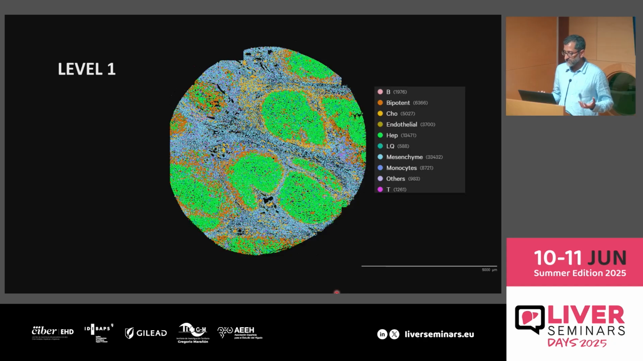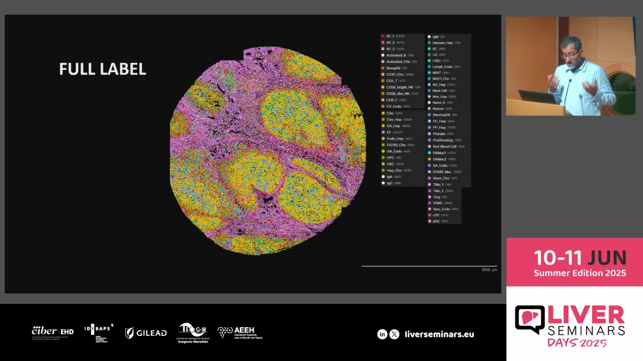So this is this level 1 annotation. Very top level, what we can find is the hepatocytes in the nodules, not surprising, and mesenchymal cells in areas of scar. But if you start to do the more fine-grained annotation, you start to get more patterns of different cell types and where they reside.